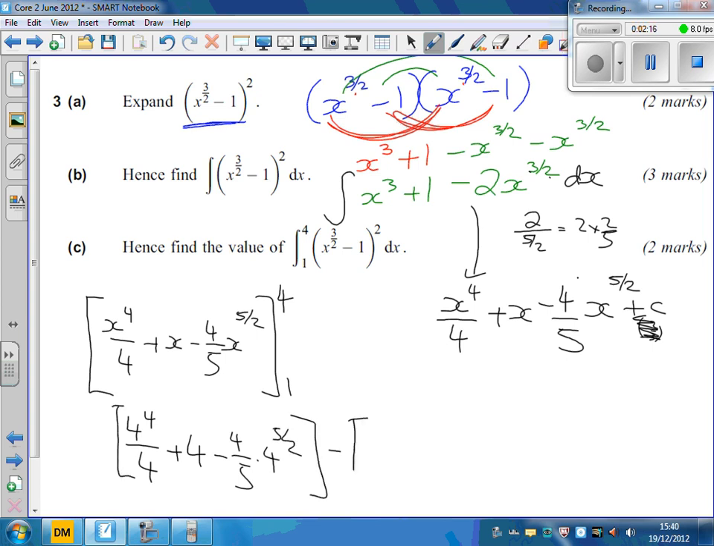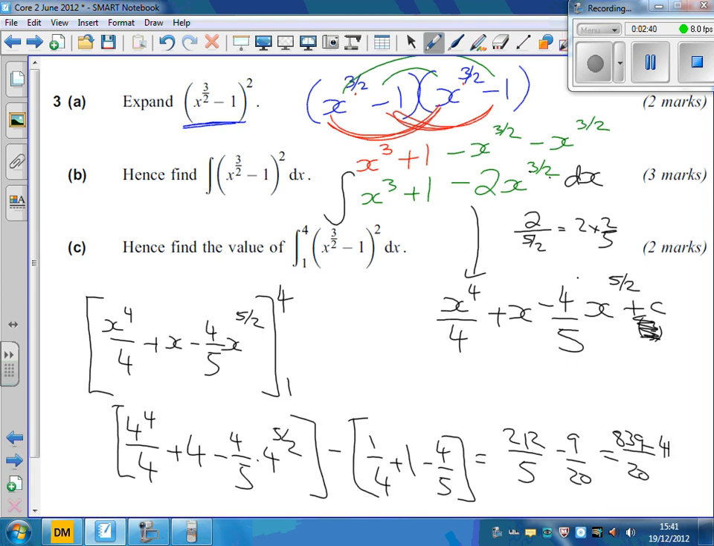Minus, repeat it all again with 1's in it. 1 to the power of 4 plus 1 minus 4/5 of 1. And again, calculator issues here, but do one bit at a time. That one there worked out to be 212 over 5. This one here worked out to be 9 over 20, giving me a grand answer of 839 over 20, or you can have 41.95. All of this is just calculator stuff, not a Core 1 paper anymore.